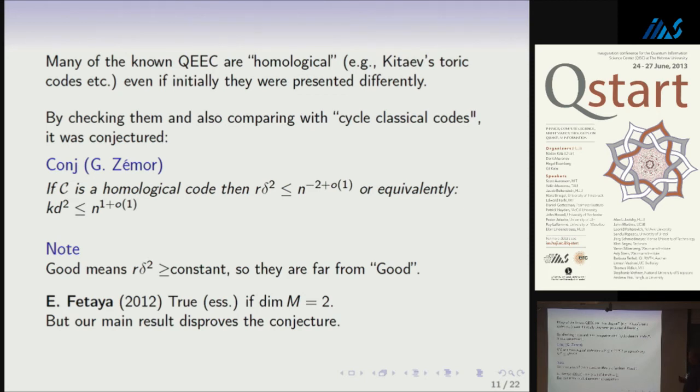But then, a few years ago, a very pessimistic point of view was presented, and this is a conjecture of Zemmour. He checked all the known examples in the literature, and also he has some intuition coming from classical codes. And he said, okay, homological codes are wonderful. Let's be honest. I want to be modest and honest. You know, I know that you don't really care about n going to infinity. Let's face it.